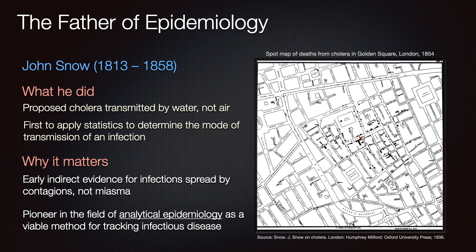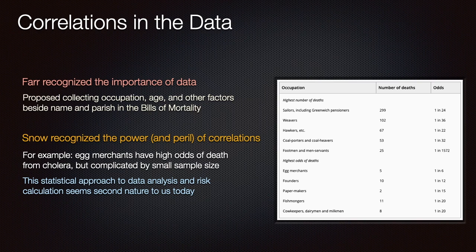John Snow is a pioneer in the field of what might be called analytical epidemiology, as a viable method for tracking infectious disease spread. Arguably one of his most important contributions is the concept of correlations and spurious correlations. Now, William Farr was a scientist, and he rightly recognized that the bills of mortality would be much more useful if they included more than just name and parish. Other information such as occupation, age, and actual disease. John Snow used William Farr's data to investigate correlations among them.